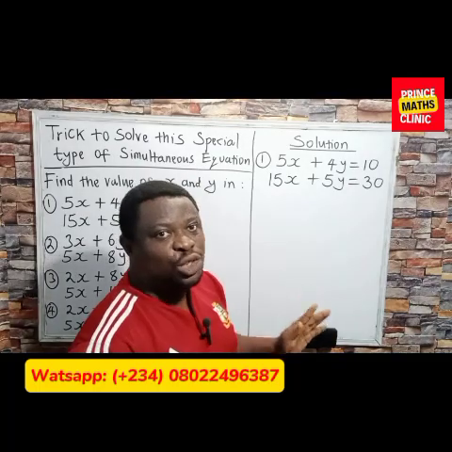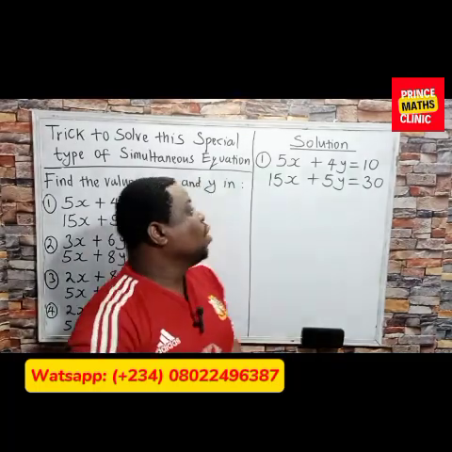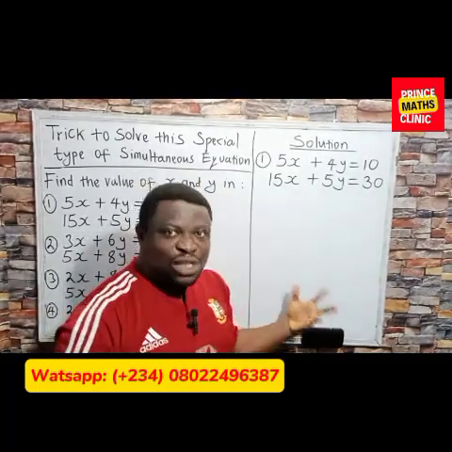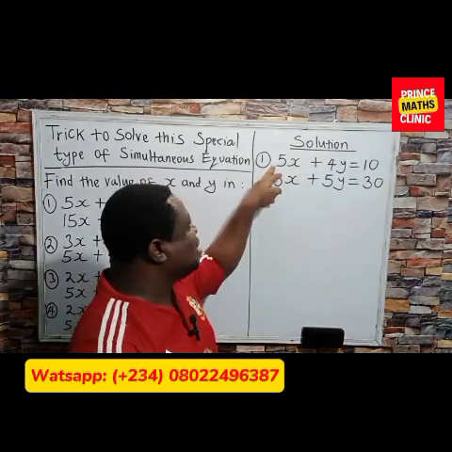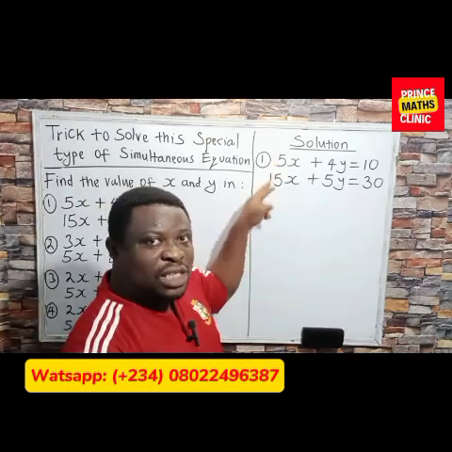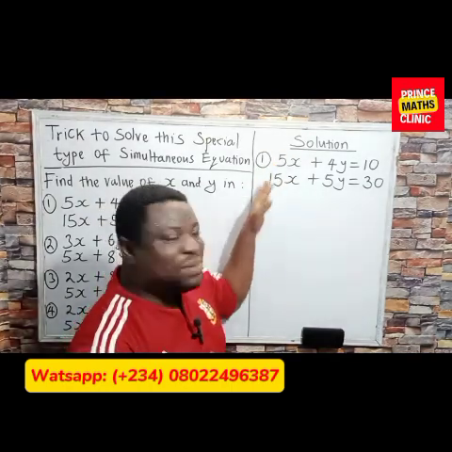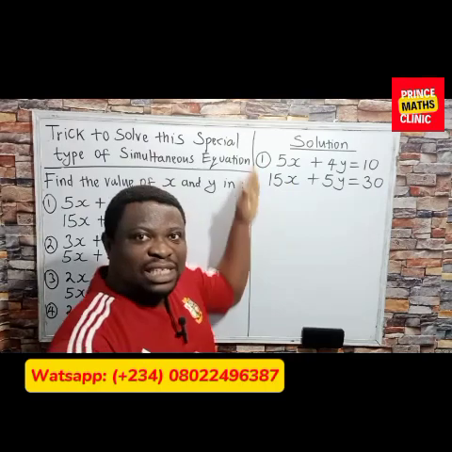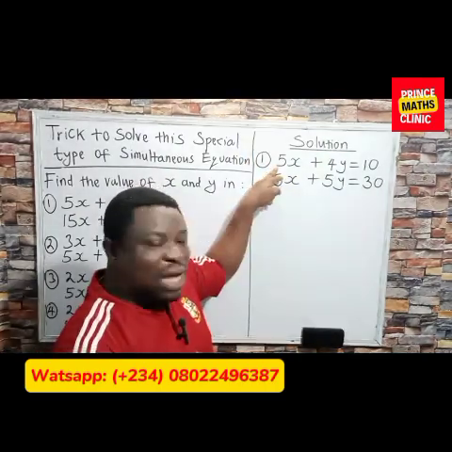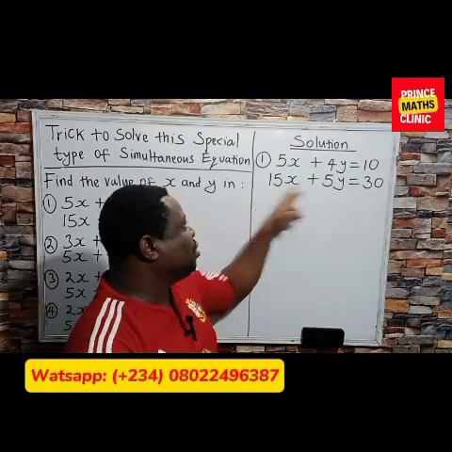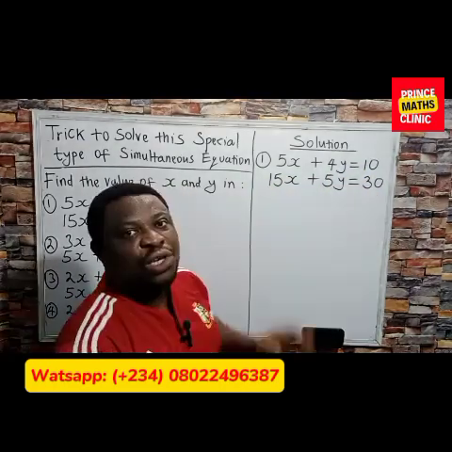I'll take this part again. Once you find that there's a relationship between the coefficients of your variable terms and the constant, for instance, here 5 times 2 gives us 10, and here 15 times 2 gives us 30, just pick any of them.